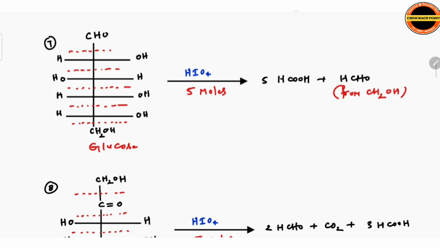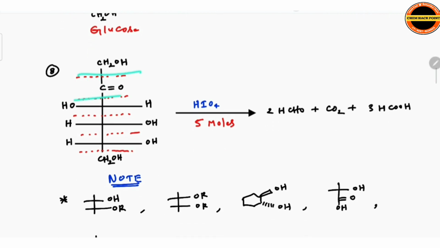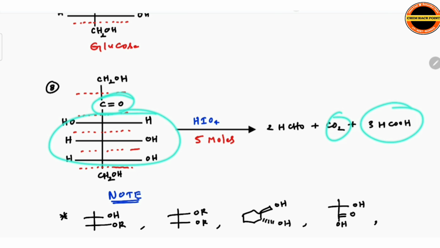aldehyde. Last one. Okay. Similarly for ketone, if I see all these bonds, you can break adjacent bonds, and see the above requirements for which groups we can oxidize. Here also 5 moles: 2 moles of HCHO, 1 mole of CO2, 3 moles of HCOOH. 2 moles of HCHO from where? These 2 moles, HCHO. CO2 from here, and the remaining 3 will give HCOOH.